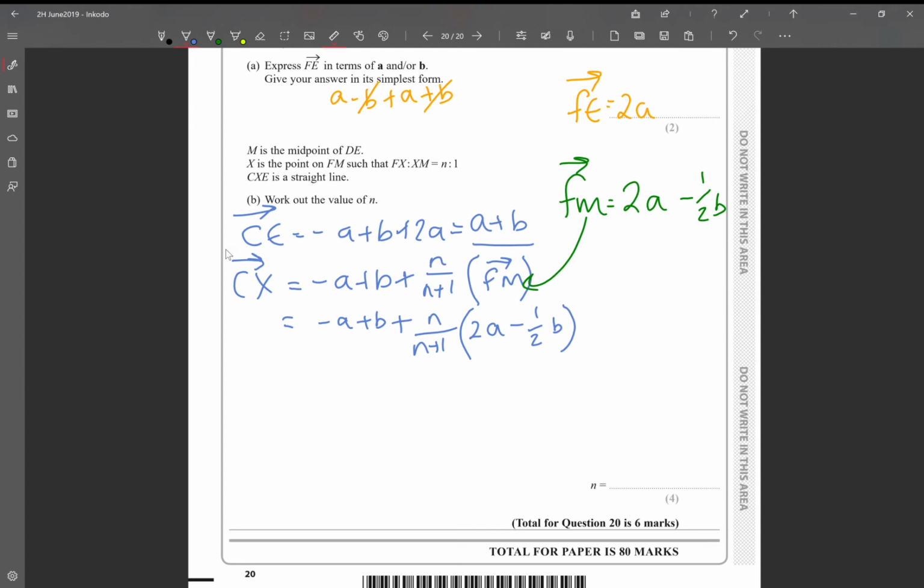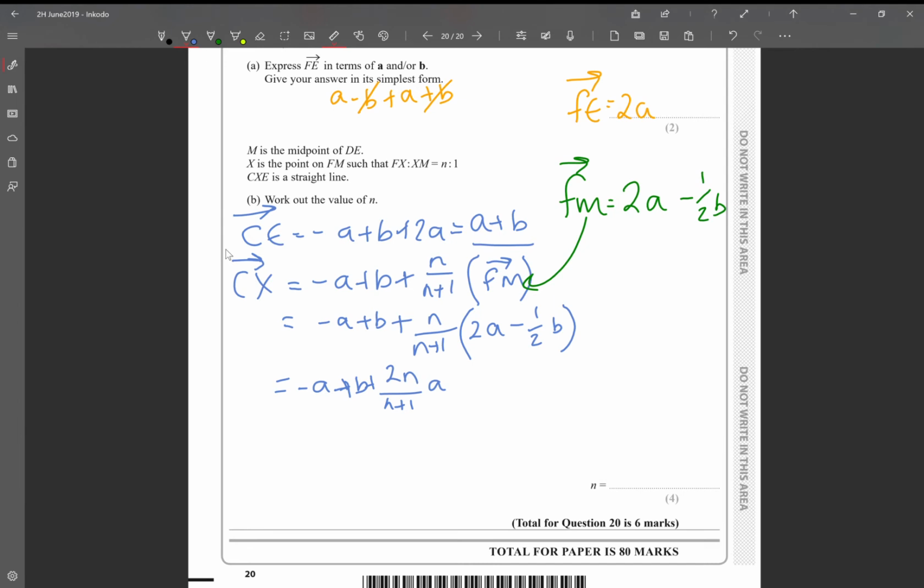So n over n plus 1 times 2a. Okay, so again, let's just leave this as it is at the moment, the first part. So this fraction times 2, so you end up with 2n over n plus 1 times a. Hopefully you can see what's happened there. I've just times it by 2 and then the a has kind of come out separate.